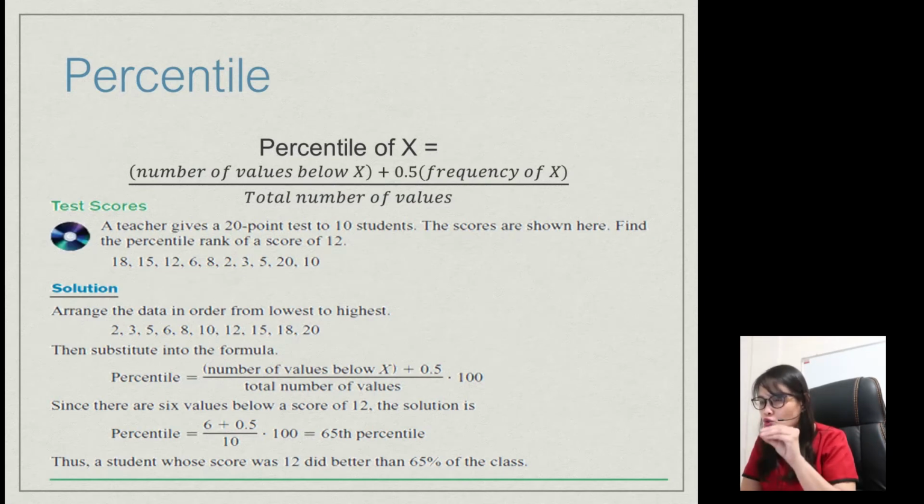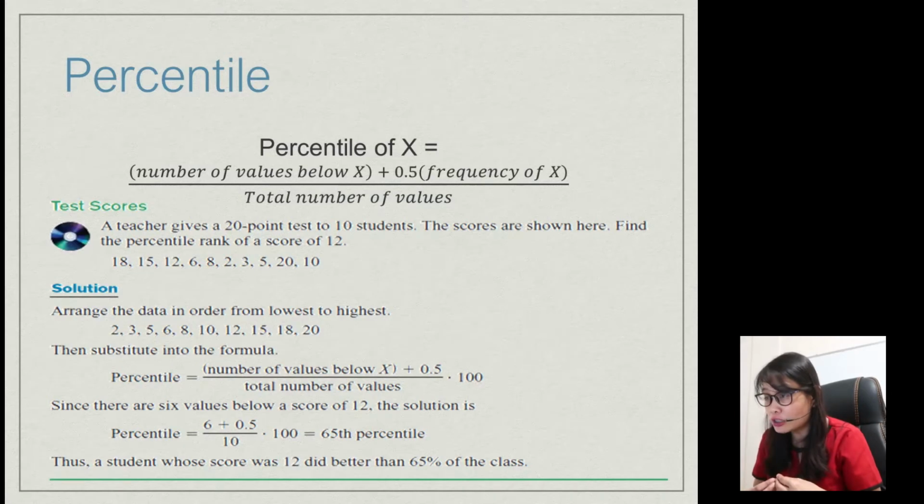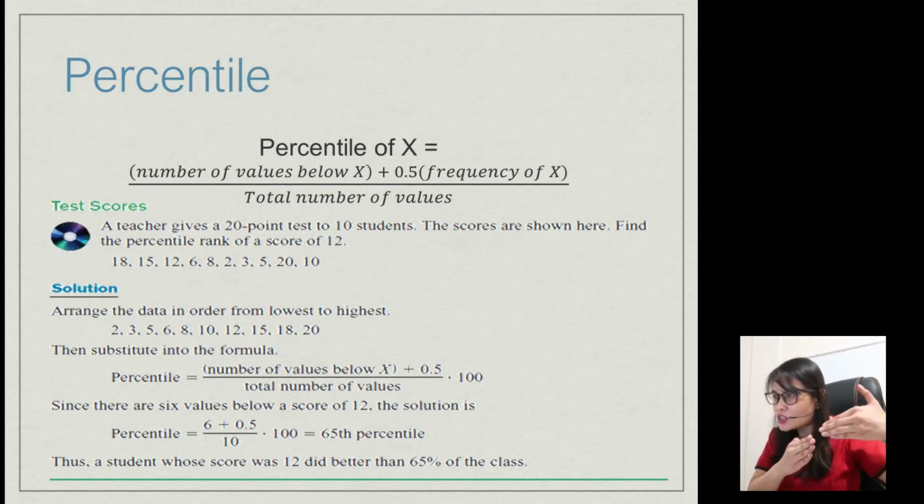So therefore, a student whose score was 12 did better than 65% of the class, because the percentile rank of 12 is the 65th percentile. So what is the interpretation? Meaning, the scores below 12 are the 65% below of the class.